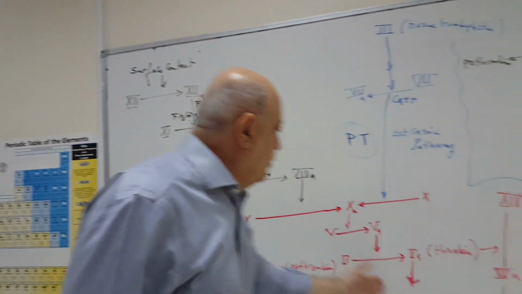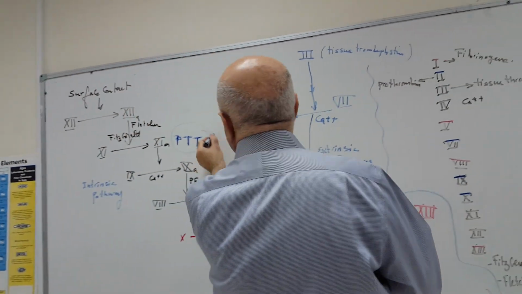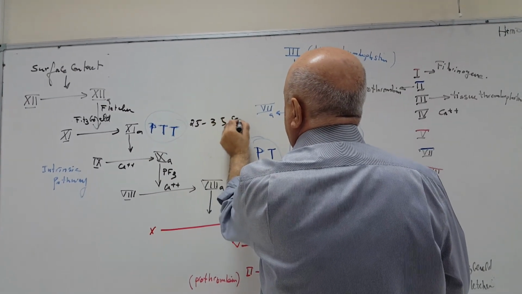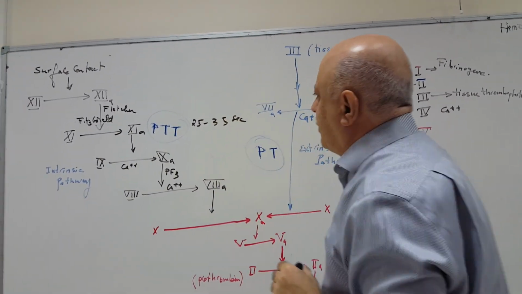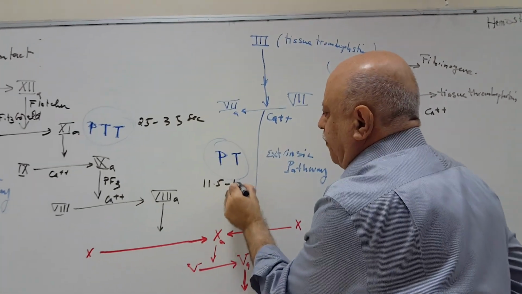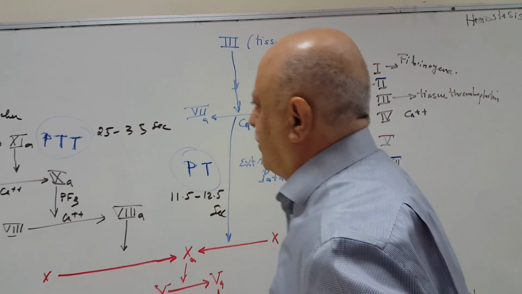This should clot between 25 to 35 seconds. This is the normal range for PTT, and 11.5 to 12.5 is for PT. It depends on the reference.